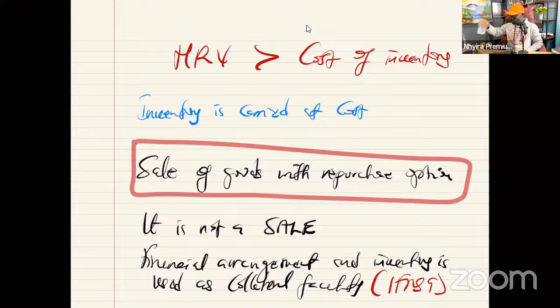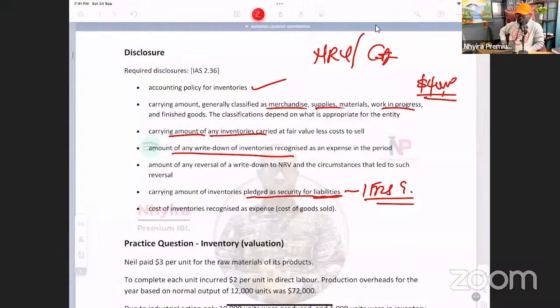So that is another disclosure requirement that we need to make. Then cost of inventories recognized as expenses, and that will be part of cost of sales. We have to make disclosure requirements on that also.